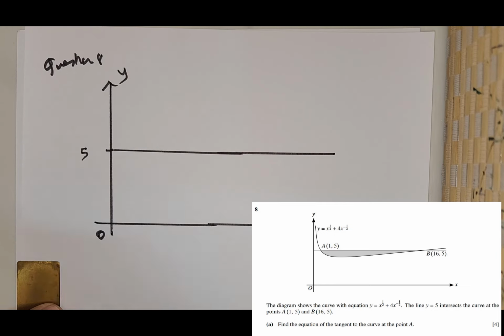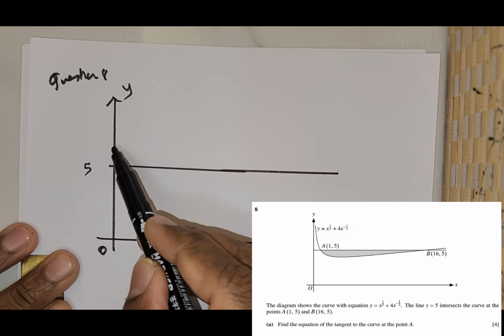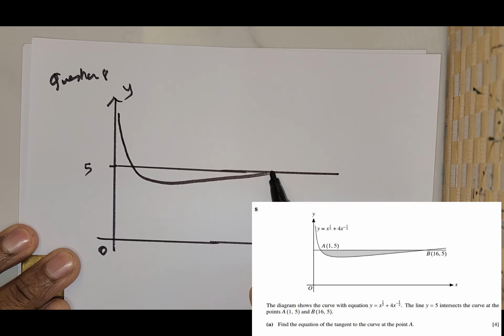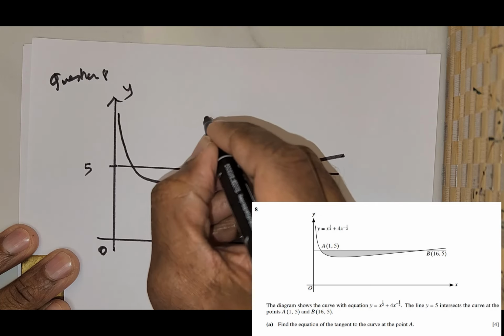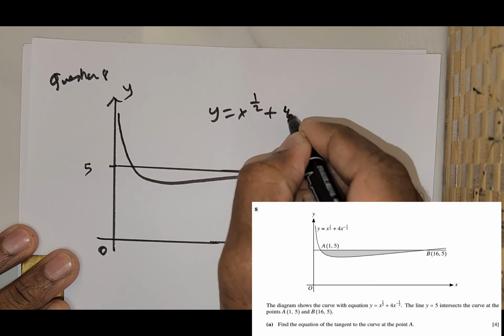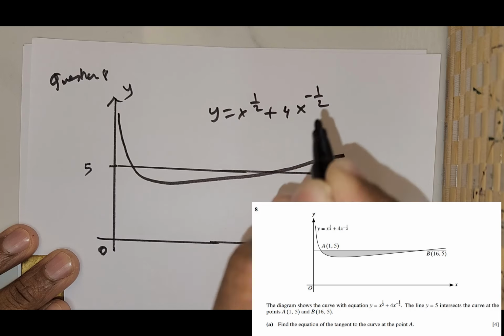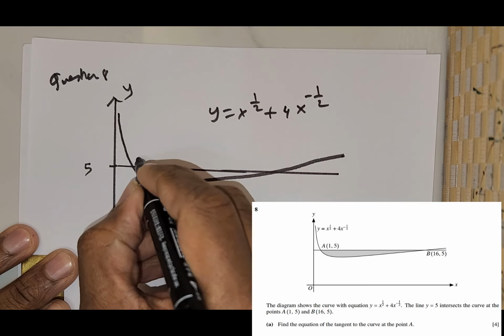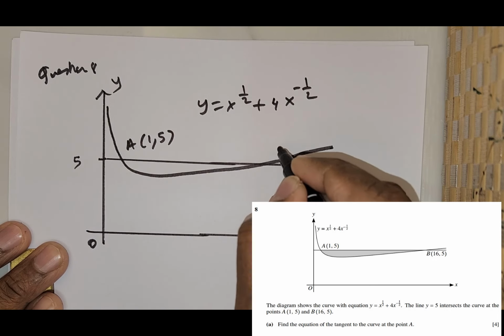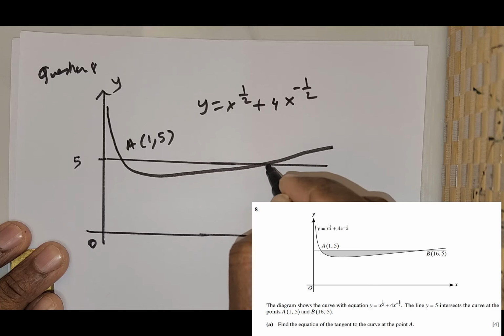Okay, now we have a curve which is drawn like this. So you have a curve, it is moving like this, and this curve is given y is equal to x raised to the power 1 over 2 positive 4 times x raised to the power of negative 1 over 2, and you have a coordinate A which is 1 comma 5, and then you have another coordinate, this point B, which is 16 comma 5.